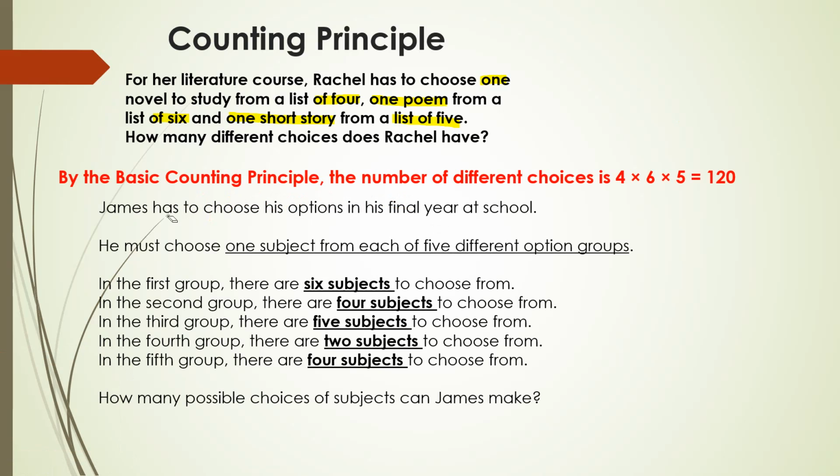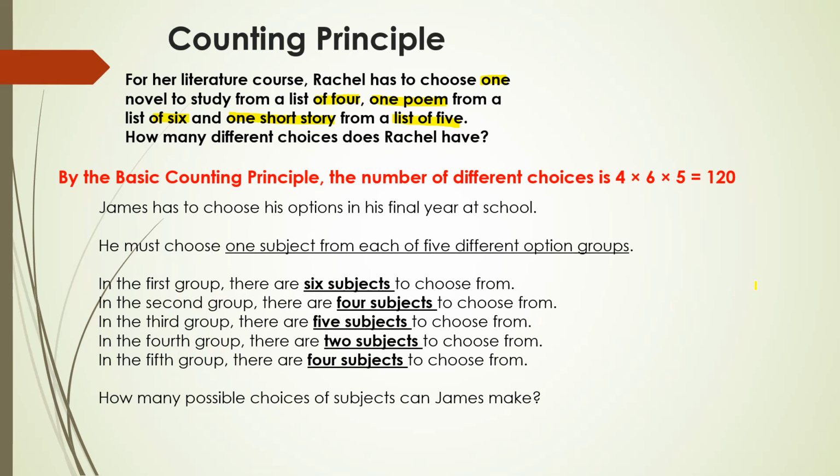The next example, James has to choose his options in his final year of study at school. He must choose 1 subject from each of 5 different options. So again, it's 1 from each of 5 different options. The first group, there are 6 subjects. Second group, there's 4. Third group, 5. Fourth group, 2. And the fifth group, there's 4. How many possible choices does James have to make?